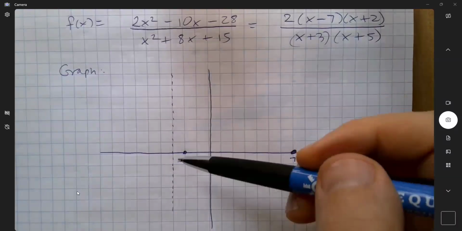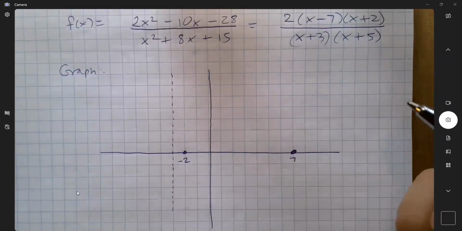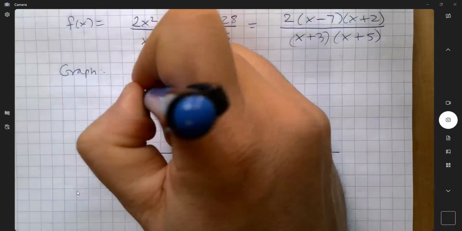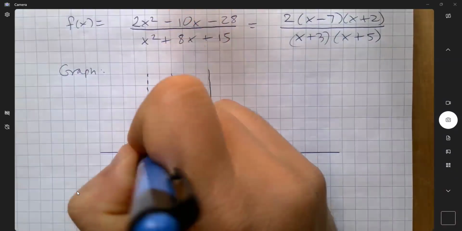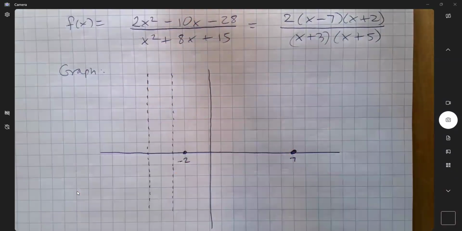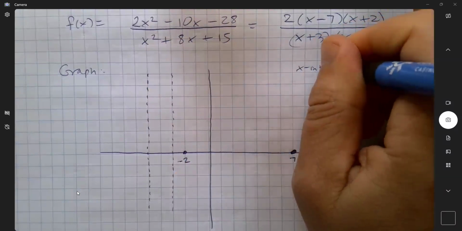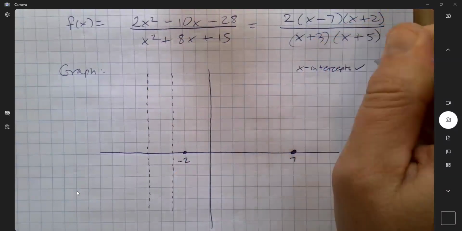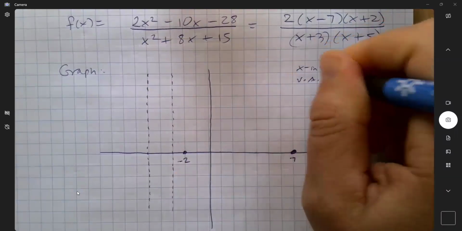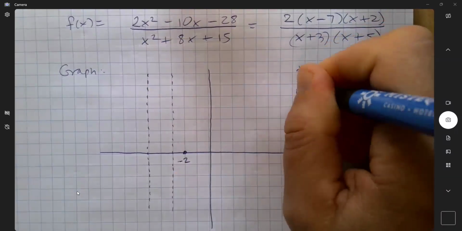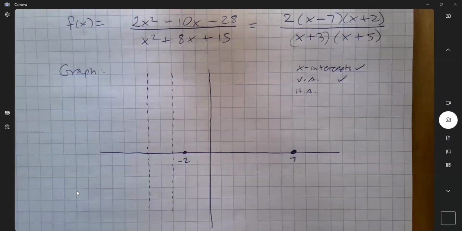They're imaginary vertical lines that guide the function. And there's going to be a vertical asymptote at x equals -5. So we have x-intercepts, check. Vertical asymptotes, VA, check. Let's put our horizontal asymptote in next.